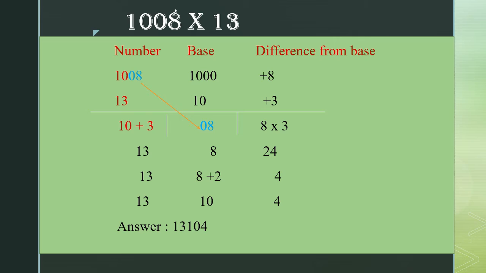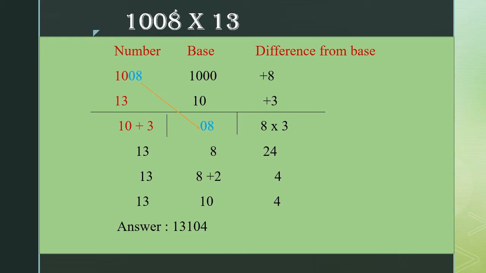Now, our result will have three parts. Our smaller base has 1 zero, so we have to take 2 digits from the left of the bigger number, which is 1008. If I extract the first 2 digits of 1008, we get 10. Now we need to add the difference of the smaller number 13 from its base, which is 3. So we have to add 3 to 10 so that we get 13. So this is the first part.